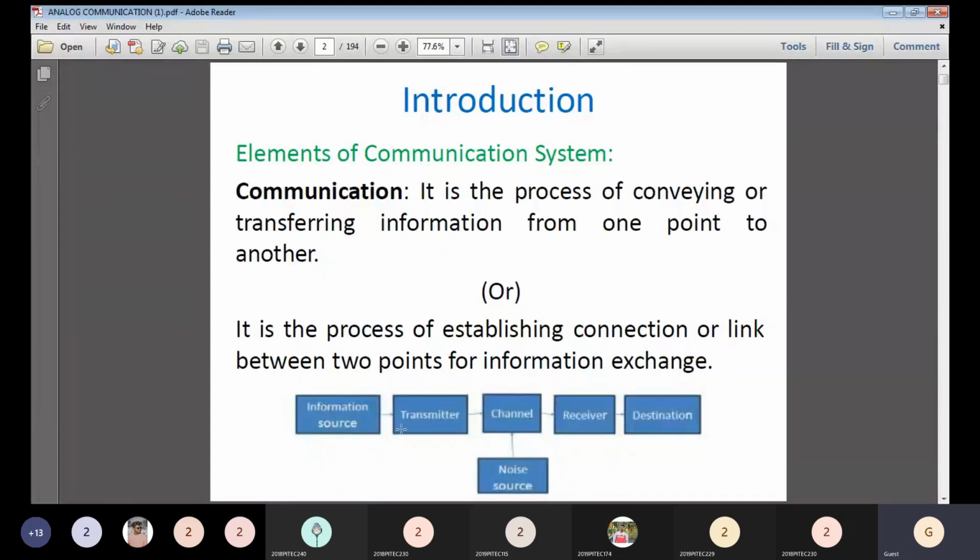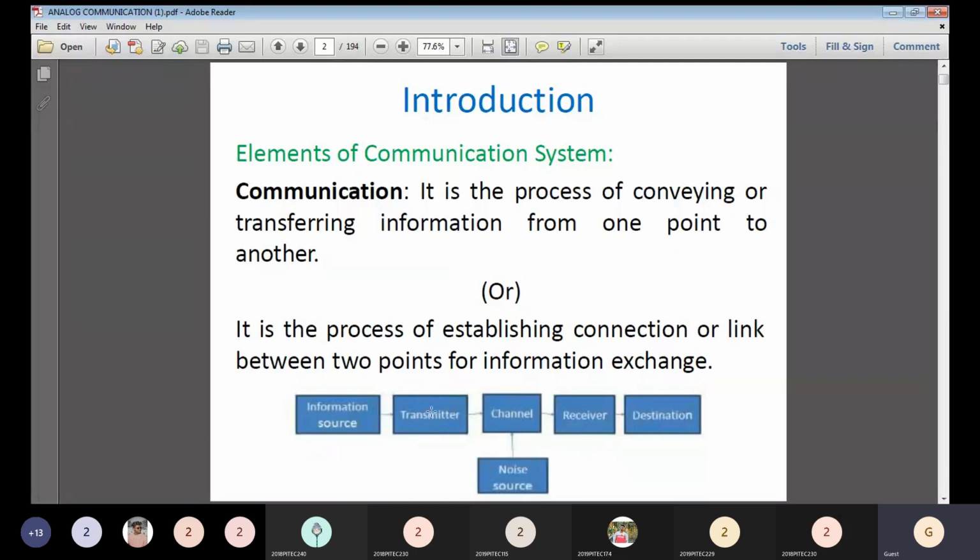Next one is the transmitter. The transmitter converts the information into a suitable form. It is only responsible for transmitting the signal. The next one is the channel. Different types of channels are available, we know very well: wired channel, wireless channel. In wired channels, coaxial cable, twisted pair cable, optical fiber cable are available. Based on the type of channel, the transmitter will do the conversion.